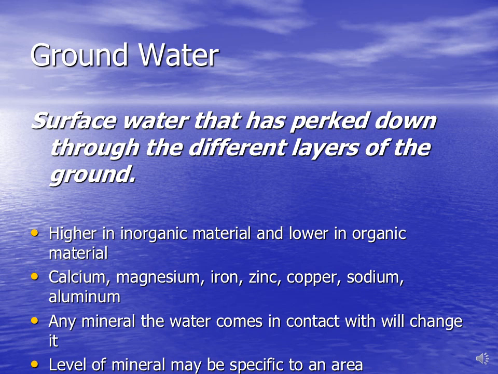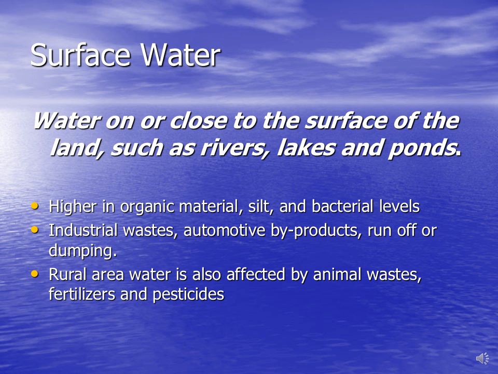to the water table. But in this migration through the earth, it does pick up a lot of inorganic materials such as calcium, magnesium, iron, zinc, copper, sodium, and aluminum. So any mineral that the water comes in contact with will change it, as opposed to surface water.